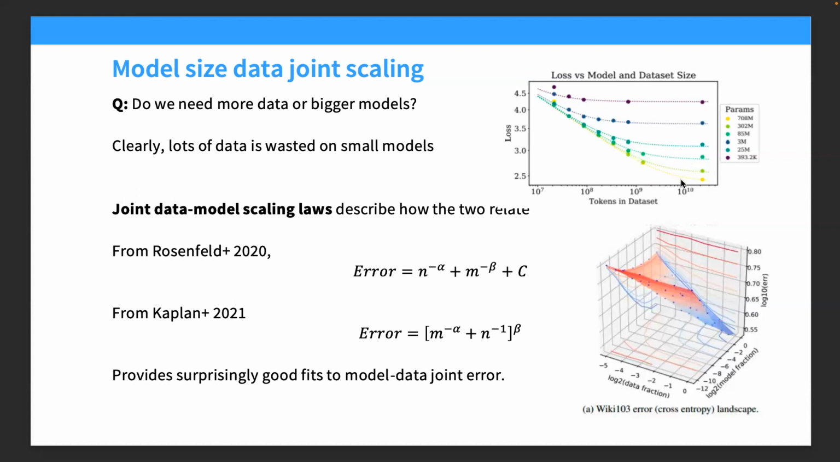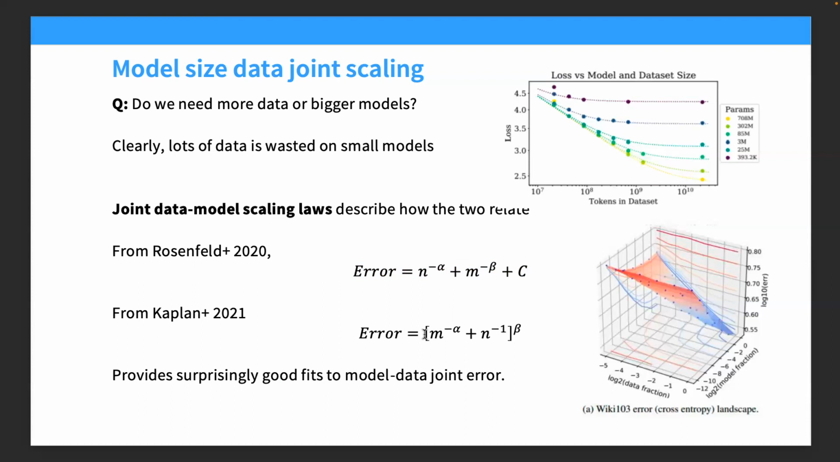However, if you use a large model, such as the yellow model, as you increase the data size, the loss will improve. The loss will continuously decrease when you increase your data size. To model this phenomenon, people fit a polynomial to this relationship, where n is the data size and m is the model size. They find that it surprisingly provides good fits to the joint model-data error.